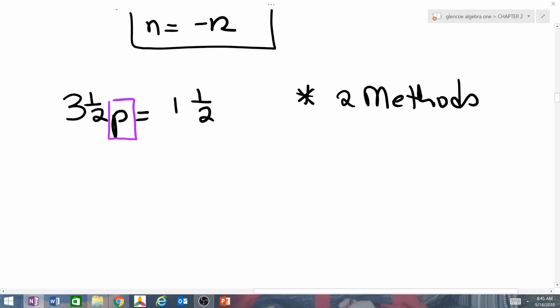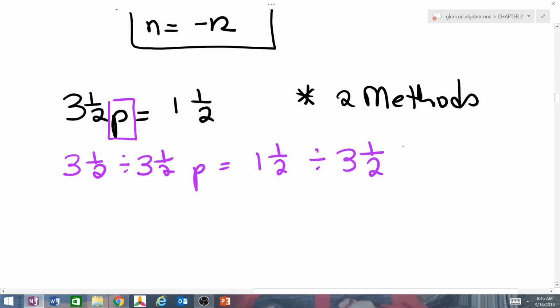And what would you tell me? 3.5 and p are touching or kissing. So there I come out in the hall. I say, you must divide. So we're going to divide both sides of the equation by 3.5. So you have an option right here to just plug this into your calculator.